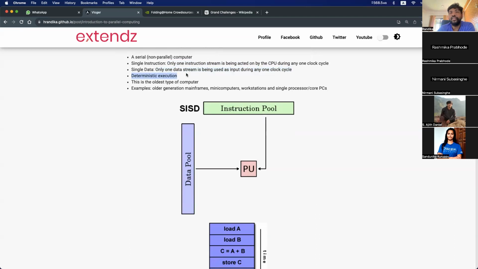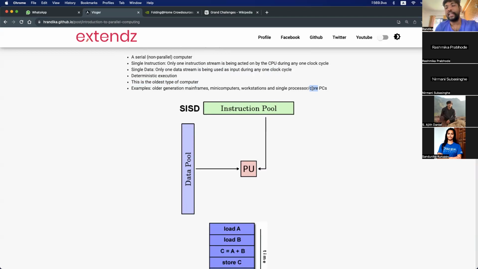Let's see more in order. So deterministic execution, yes, the deterministic execution is there because we have one instruction and one data. We execute that, we get the result. This is the oldest type of computers. That means these are like since the birth of computers. So we have one single instruction, single data type. That's it. Older generation mainframes, minicomputers, workstations, single processor computers, CPUs, any older generations of computers. This is the architecture that is being used. Even some computers up until today are using that.